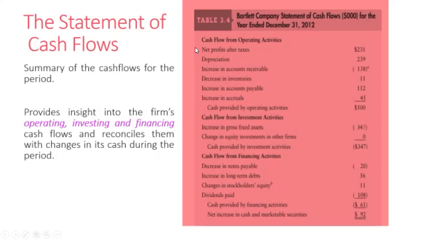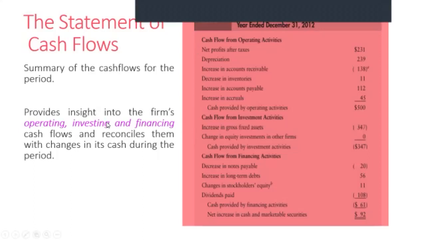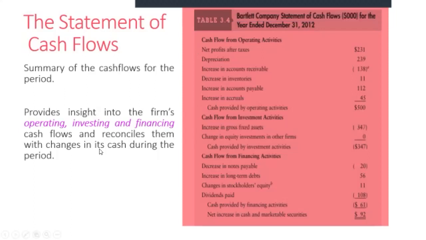its account. Now it provides an insight into the firm's operating, investing and financing activities' cash flows, and reconciles them with changes in cash during the year. So how does a firm generate cash? It generates cash through operating activities, and that will be from selling what they go into business to sell. So like NFM would be flour, rice, and stuff.